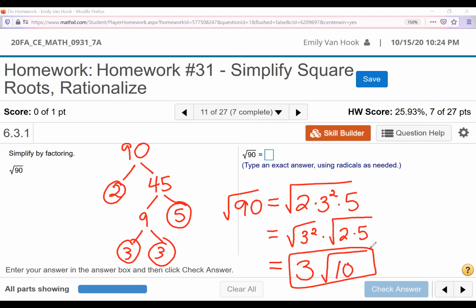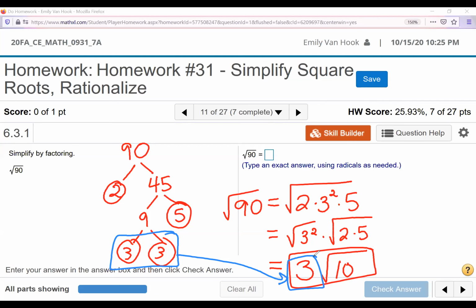You can make a factor tree, and you're essentially looking for pairs of the same factor. So that pair of 3's really meant that we had a 3 on the outside of our square root in the end. So the square root of 90, I broke it down into the square root of 3 squared times the square root of 2 times 5. The square root of 3 squared became 3. And then 2 times 5, we put that back together and we got 10.